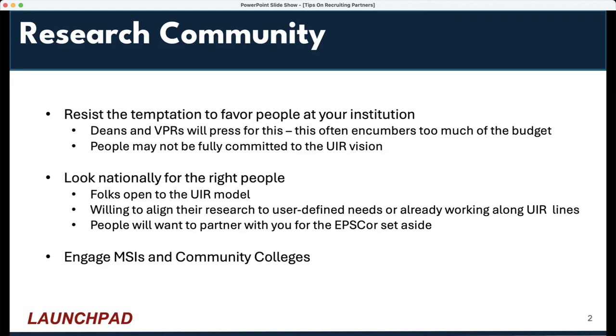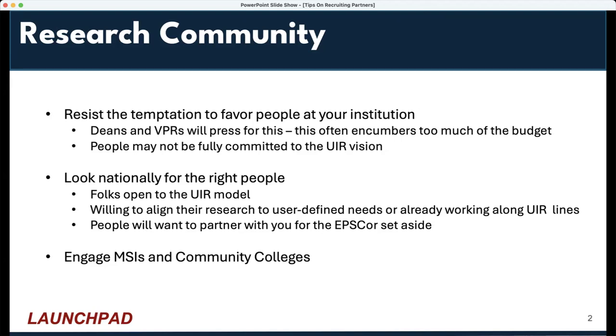So what I would suggest is that, yes, some people at your institution may be appropriate, but you should look nationally for the right people, folks who are open to the UIR model, willing to align their research to whatever the user-defined needs are, or they're already working along UIR lines.